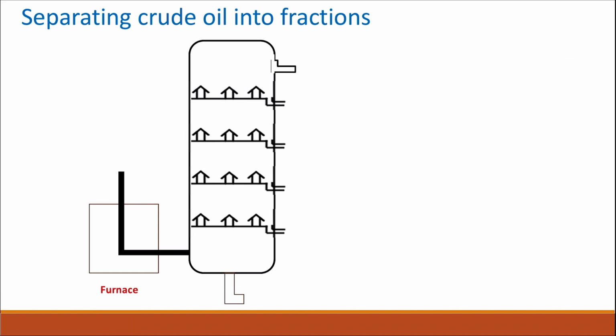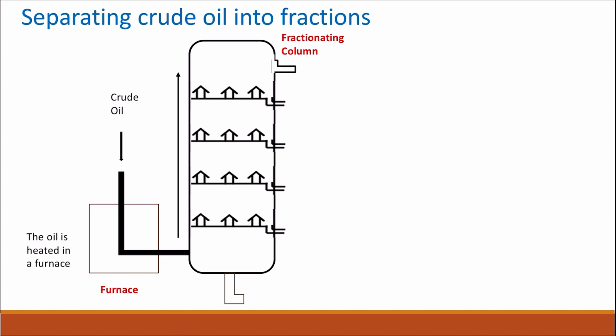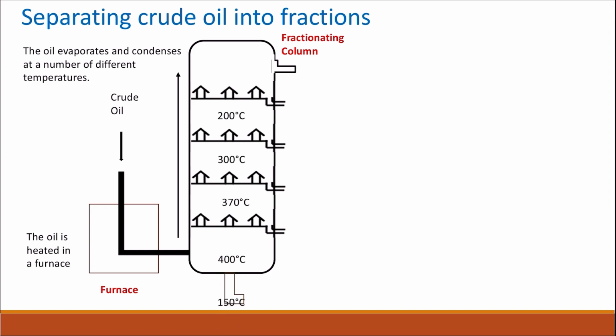The process is done by the use of a furnace and a fractionating column. The crude oil is added to the furnace and heated. The different components will start to boil and move across the fractionating column. We know that the fractionating column has different temperatures. At the bottom is the higher temperature, and as we go up, the temperature decreases. So different components will condense at different temperatures, and they will be separated as fractions.